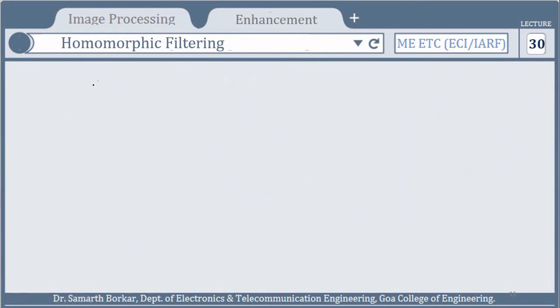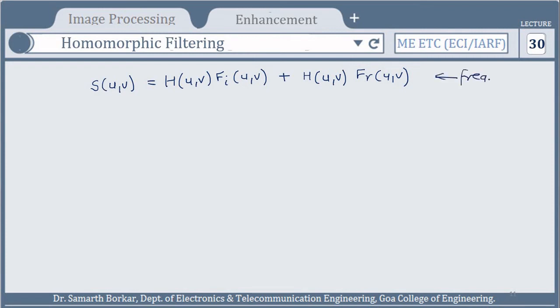Now we can write S of u, v equals, from our previous discussion, H of u v into Fi u v plus H of u v into Fr u, v. So this is in the frequency domain. To come back to the spatial domain, right now this is in the frequency domain.